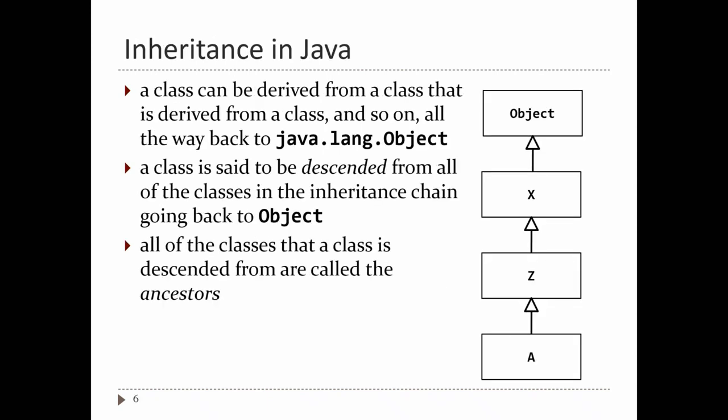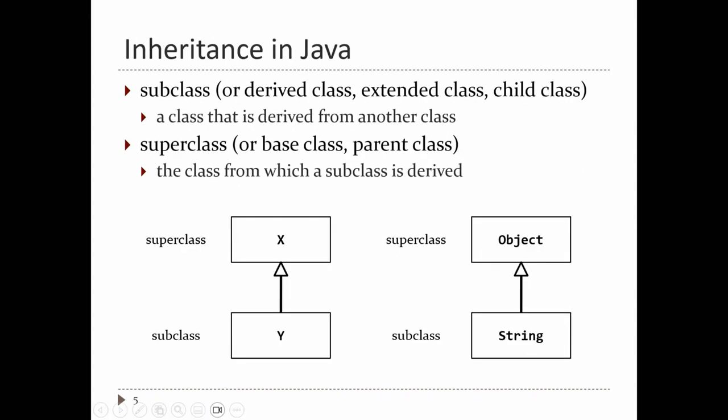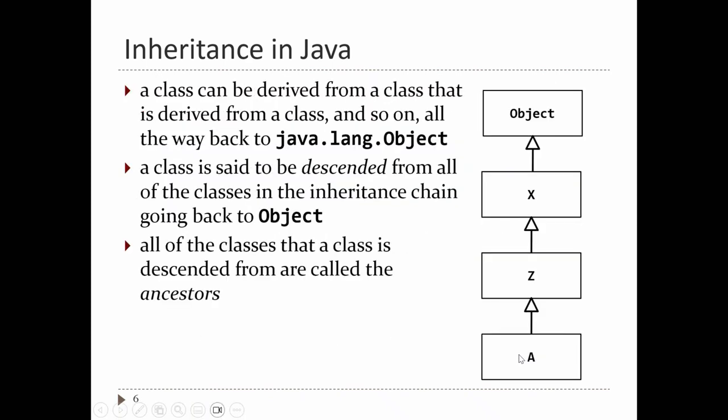You'll also see the terms parent and child. Here they are, parent class and child class. The analogy that's made when talking about inheritance is the relationship between family members. So you have a parent, and then you have its child. You can extend the analogy again. So Object would be the grandparent of Z. I guess you could say it's the great-grandparent of A. But normally people just say it's descended from, to simplify things.